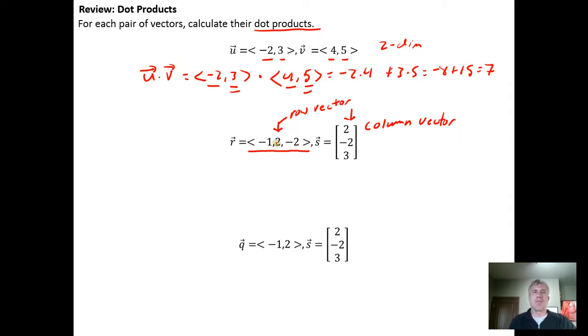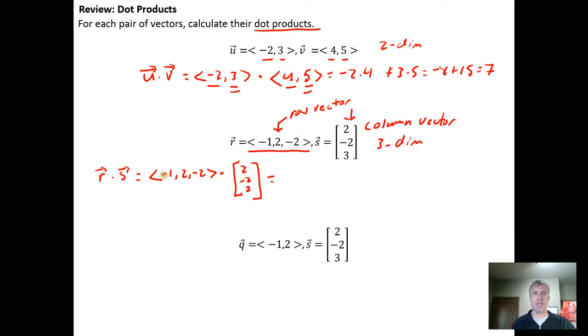So even though they're aligned differently, one is horizontally aligned, one's vertically aligned, we can still take their dot product because they're both three-dimensional vectors. They each have three components. So r dot s is just equal to the vector negative 1, 2, negative 2 dotted with the column vector 2, negative 2, 3. Again, we take the sum of the product of corresponding elements.